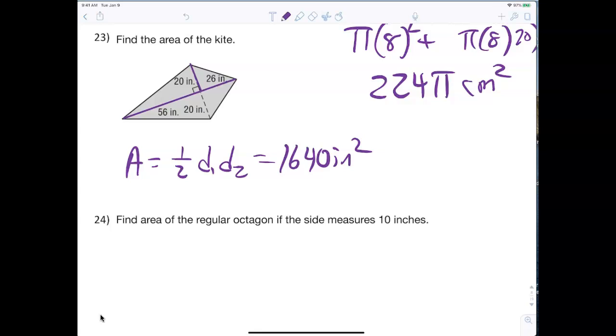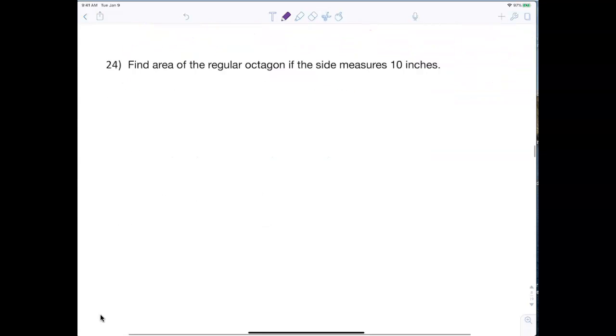Yes, sir. Can you just do 56 plus 26 times 40 and then divide it by 2? Yep, of course. Yeah, easy, lots of ways. All right, anybody else? All right, here we go.